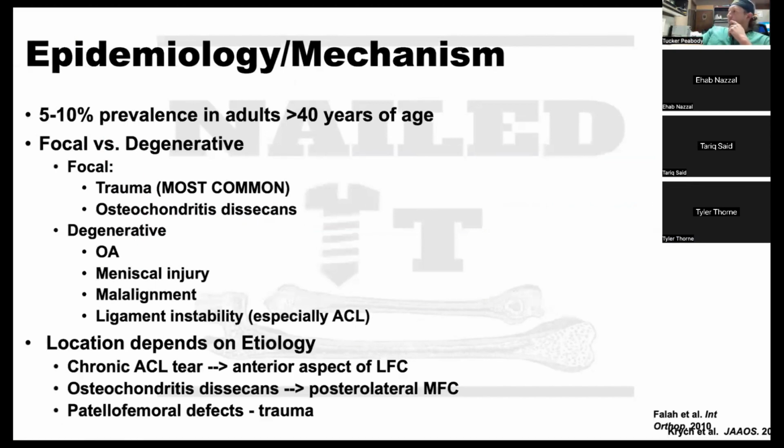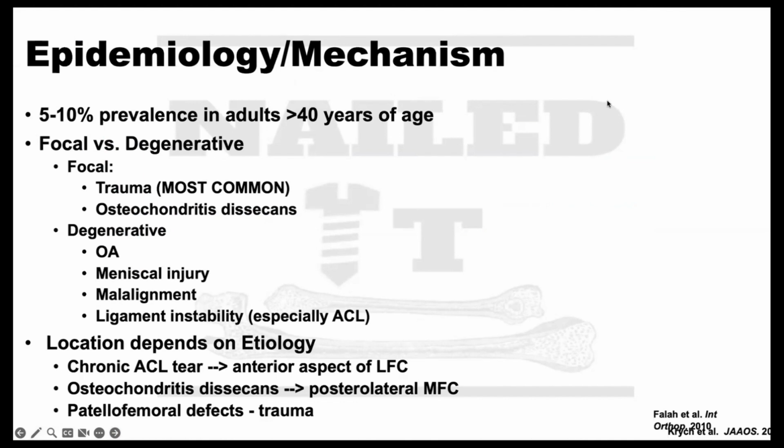Looking at the epidemiology and the mechanism of injury, articular cartilage defects of the knee happen with about a 5 to 10% prevalence rate in adults who are over 40 years of age. There are 2 different mechanisms, focal and degenerative. Trauma is really the most common mechanism, and you can see it especially in osteochondritis dissecans. When you're looking at degenerative, you have things like osteoarthritis, meniscal injury, malalignment, and ligamentous instability, especially with the ACL. And the location of the articular cartilage defect really depends on the etiology.